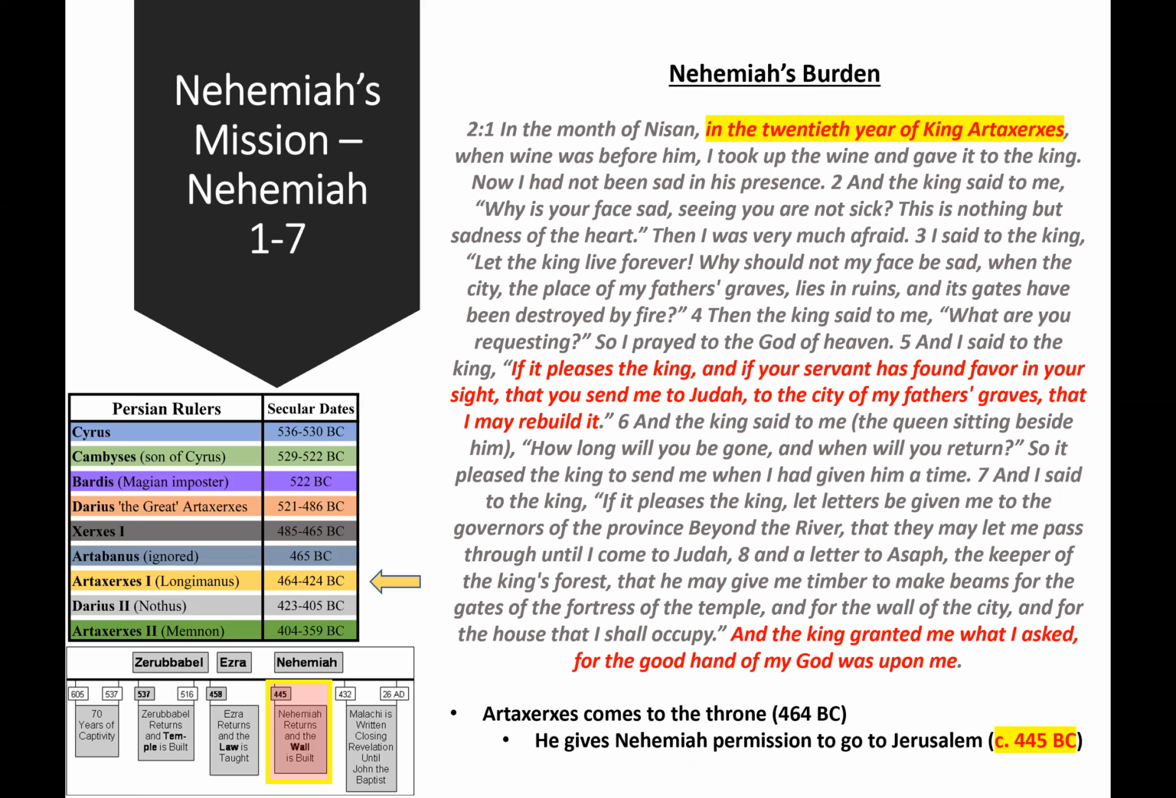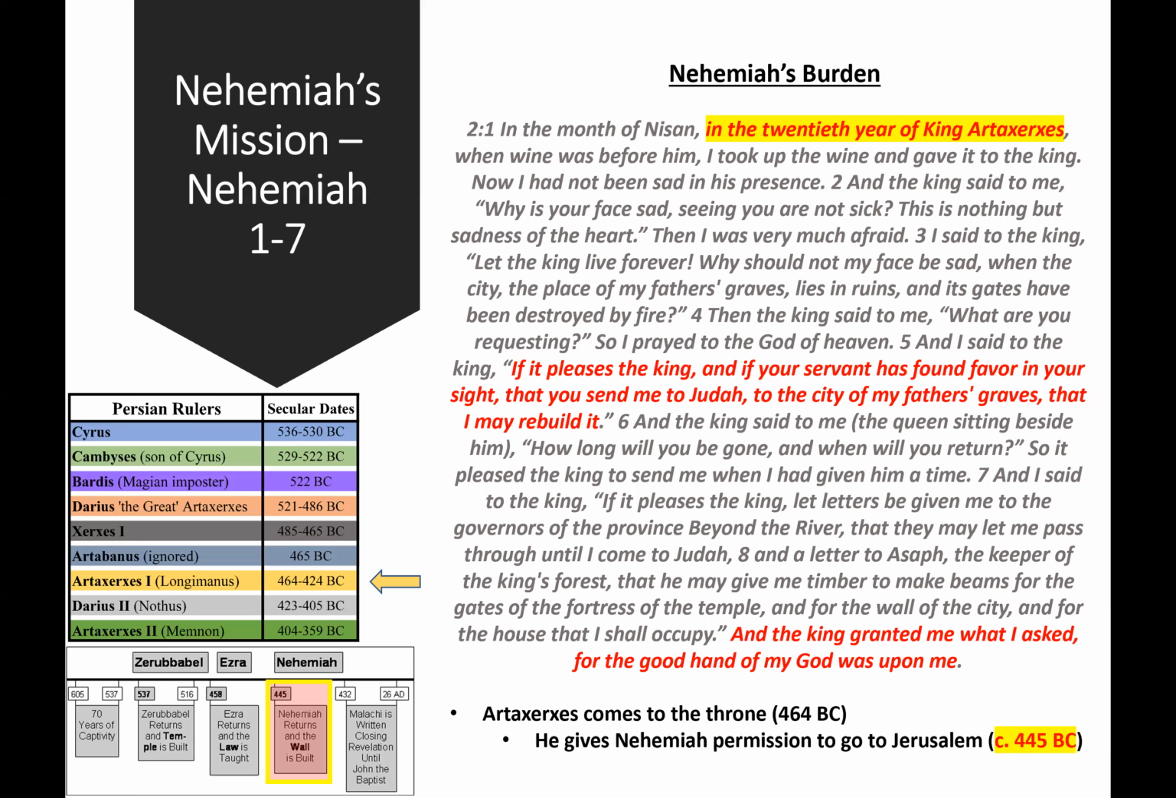I said to the king, "Let the king live forever. Why shouldn't my face be sad when the city, the place of my father's graves, lies in ruins, and its gates have been destroyed by fire?" Then the king said to me, "What are you requesting?" So I prayed to the God of heaven, and I said to the king, "If it pleases the king, and if your servant has found favor in your sight, that you send me to Judah, to the city of my father's graves, that I may rebuild it."